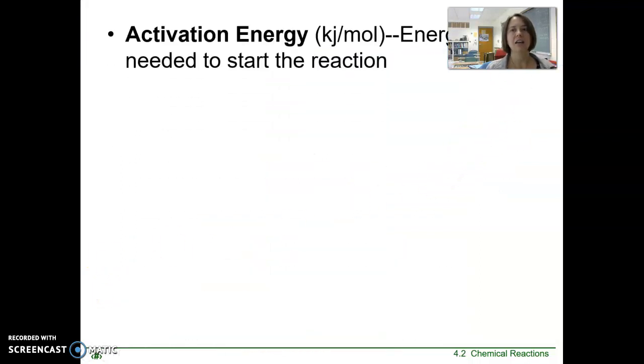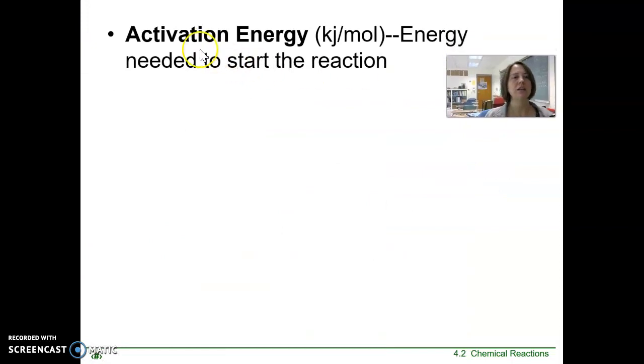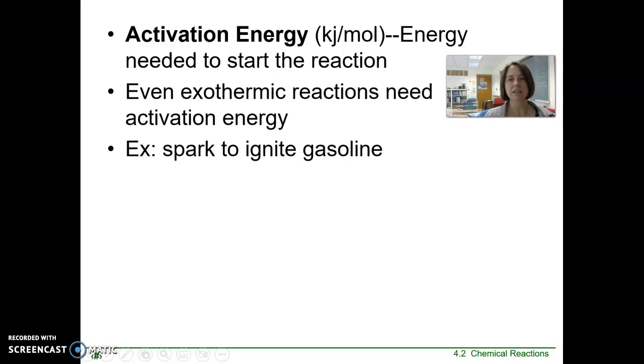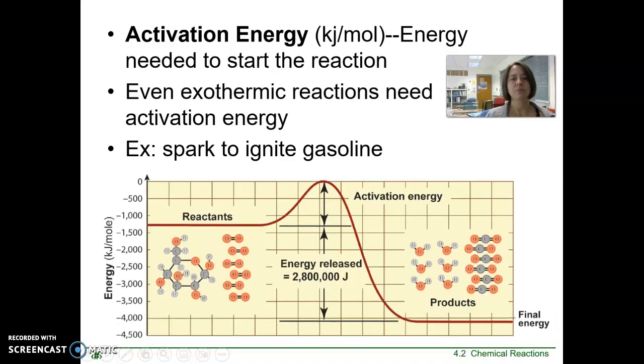And what is that beginning energy? It's the activation energy. So please write this down. Activation energy, measured in kilojoules per mole, is the energy needed to start a reaction. Even exothermic reactions, even reactions that give off energy, need an activation energy. Burning gasoline is an exothermic reaction. It gives off a lot of energy, but you need a spark.